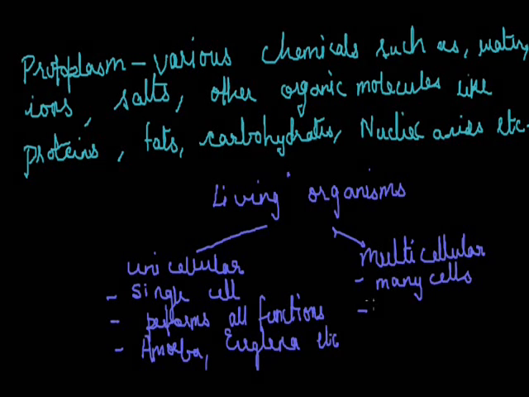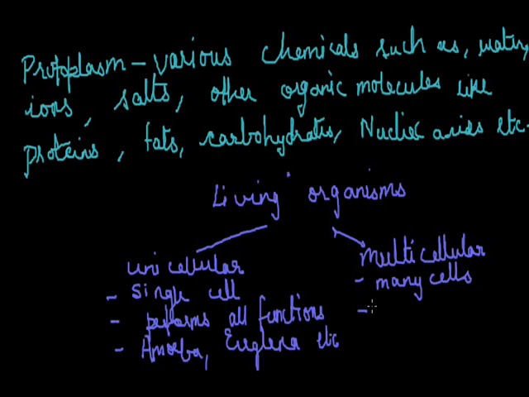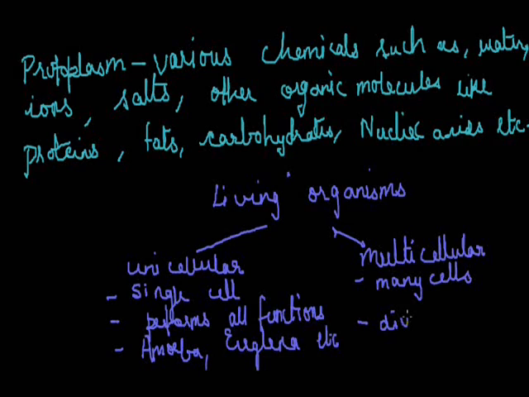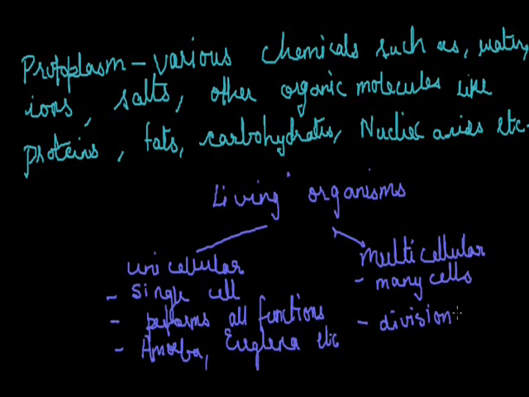In multicellular organisms, as the name suggests, there are many cells. Cells are first grouped together and they form tissues. Tissues form organs, and the organs form organisms. There is division of labor. That is, different cells perform different kinds of functions.